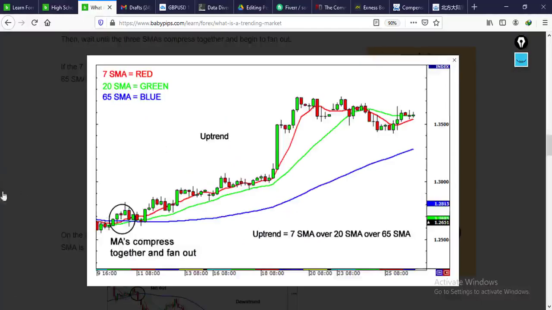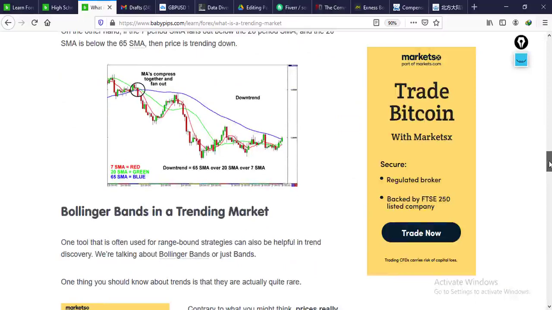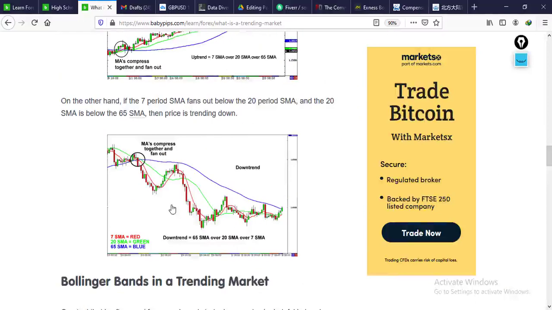Now for an uptrend, the 7 SMA and the 20 SMA will be to the top side. Now if the 7 SMA is above the 20 SMA, and both of them are above the 65 simple moving average, just know that you are in a trending, uptrending market. That's how to use the SMA and those figures.